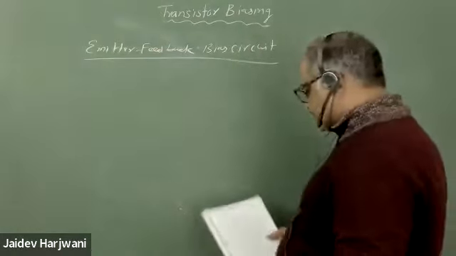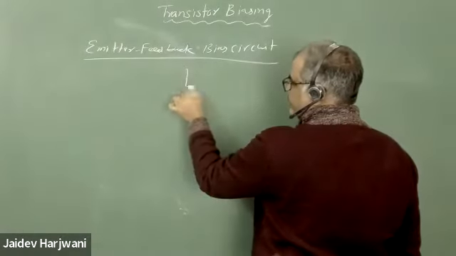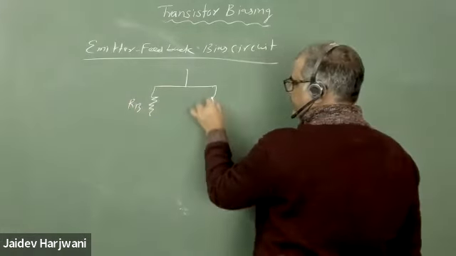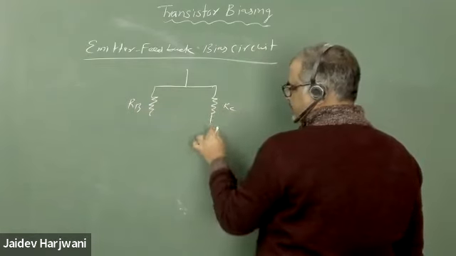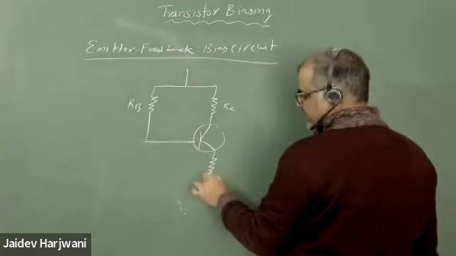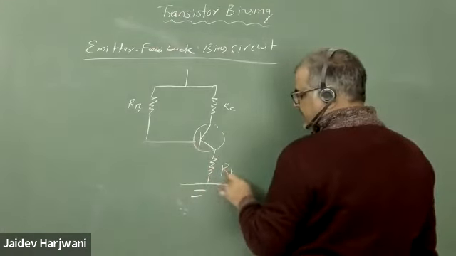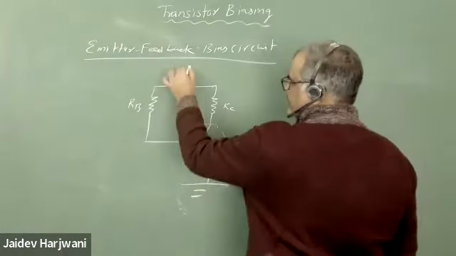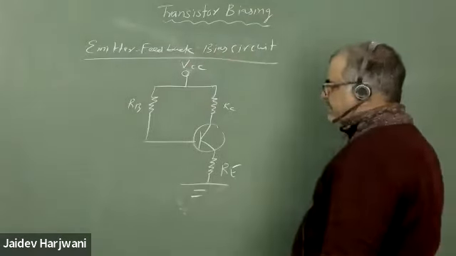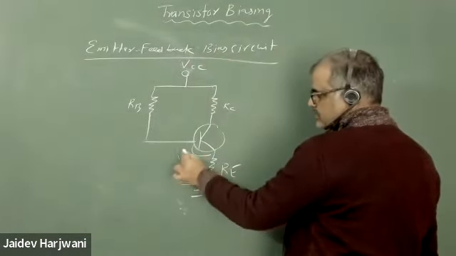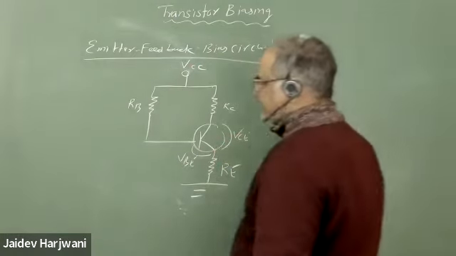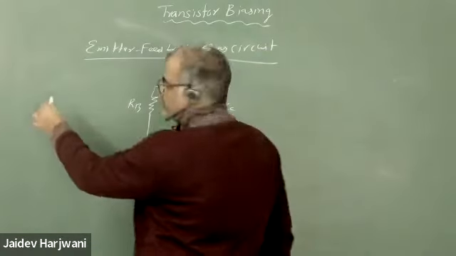So the emitter feedback bias circuit is the same as your fixed bias circuit. You have an RB, you have an RC value. RC is going to your collector, RB coming here, and we have one more resistance here, RE. Now things slightly change. This is your VCC, this is VBE, and this is your VCE. Now if I write the equation, the equation will be what?